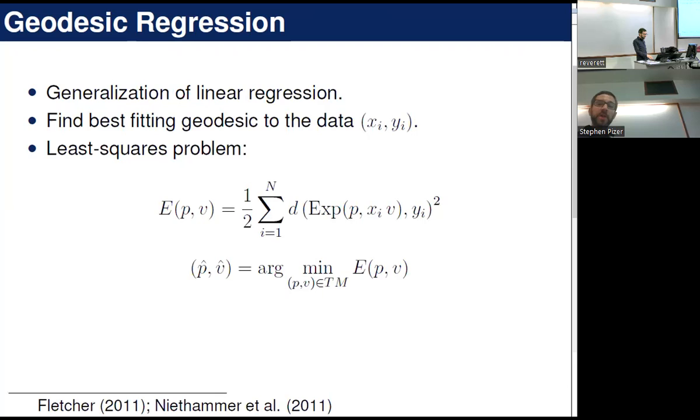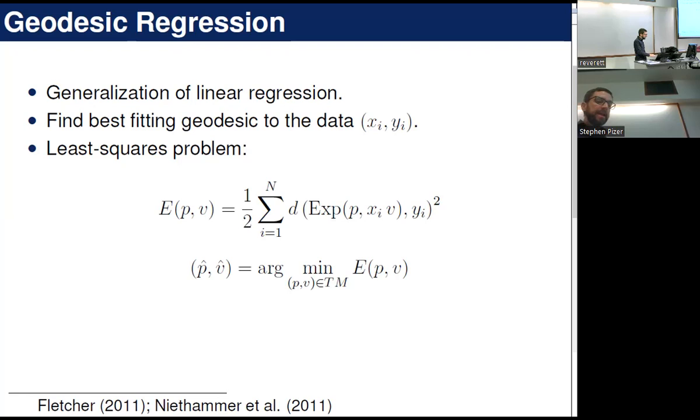So again, as I mentioned, the key thing we're going to do is generalize perfectly the Euclidean case, the least squares estimation process. You've seen this already: the definition of the Fréchet mean on a manifold is really a least squares problem also. The Fréchet mean, remember, is minimizing the sum of squared geodesic distances to your data. We're going to use the same principle, and it's just a little more complicated now.